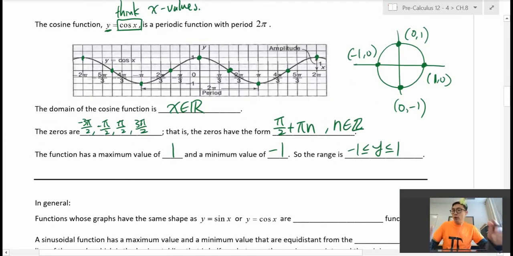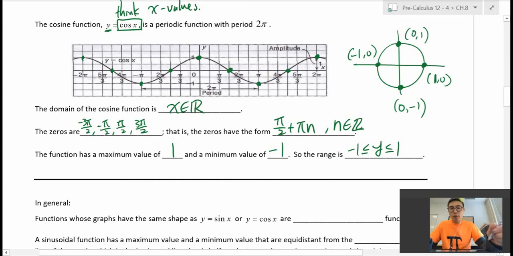So again, we will do the transformation next time. So make sure you know what it looks like. Unlike the sine graph, which starts at 0, the cosine graph starts at the maximum. It starts at maximum, ends with a maximum. Halfway is a minimum. Between the maximum and minimum, you have 2 zeros.